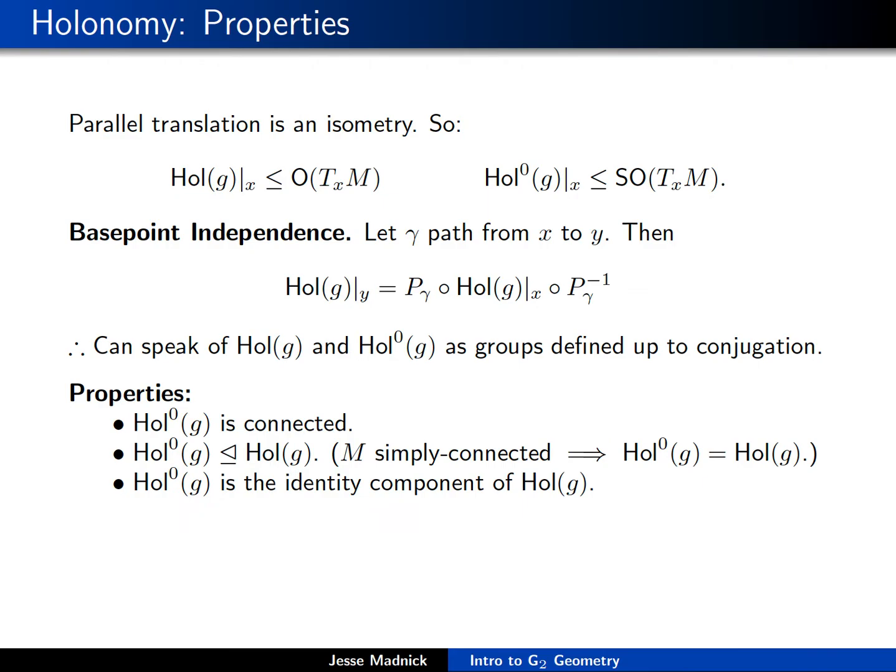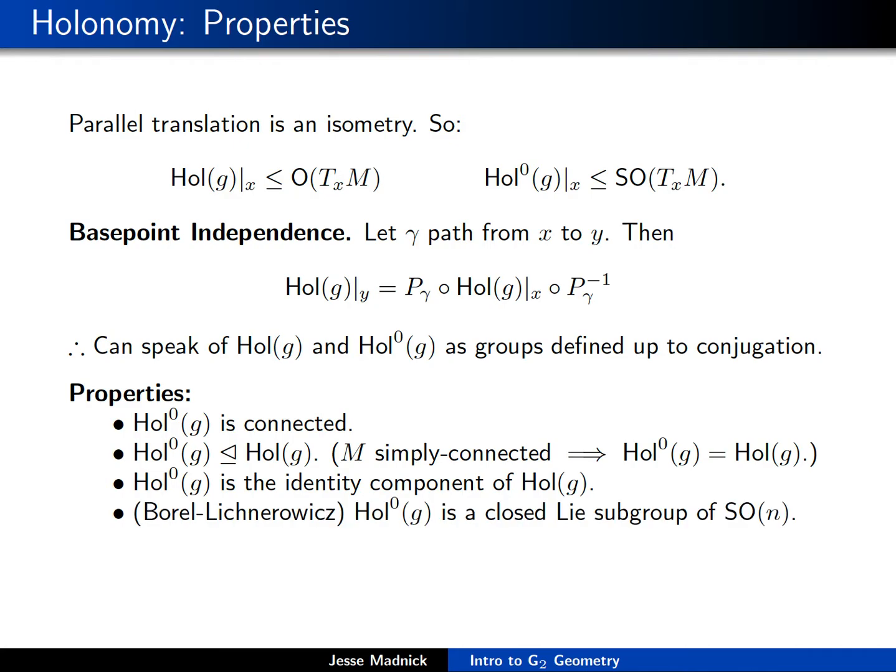Here are some basic properties. The reduced holonomy group of g is connected. It is a normal subgroup of the full holonomy group of g. Notice that if M is simply connected, then all loops are null homotopic, so the reduced holonomy group coincides with the full holonomy group. And in fact, the reduced holonomy group is the identity component of the full holonomy group. A much less trivial fact is that the reduced holonomy group is a closed Lie subgroup of SO(n). So, taken together, the reduced holonomy group of g is a compact connected Lie group.